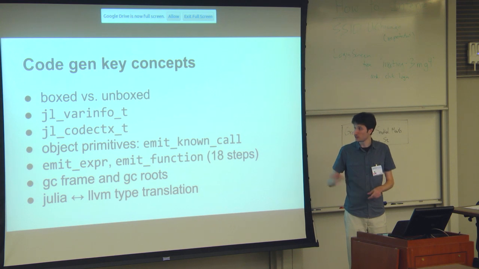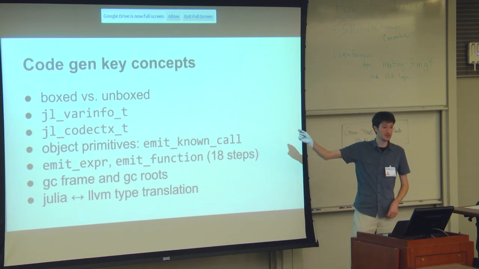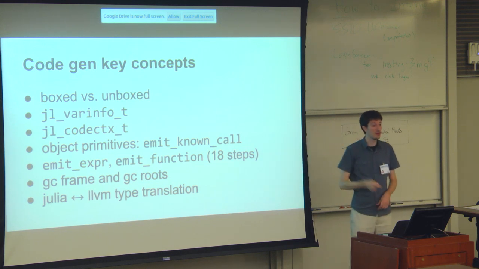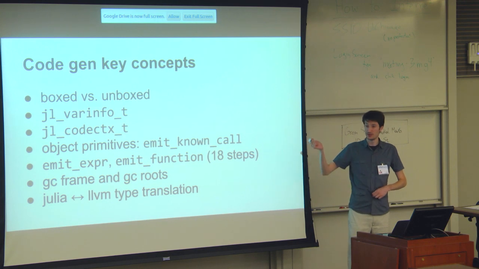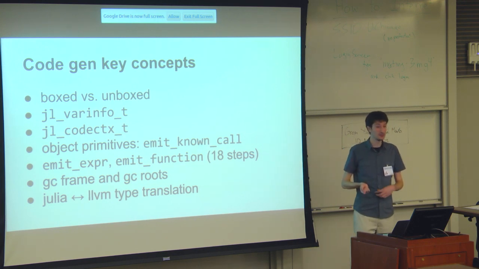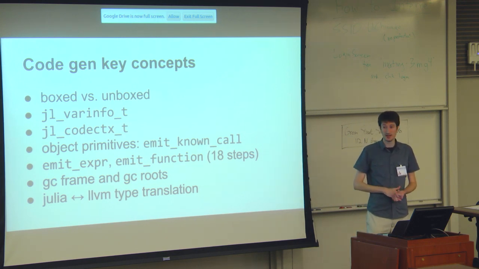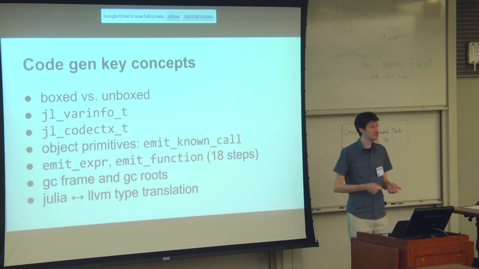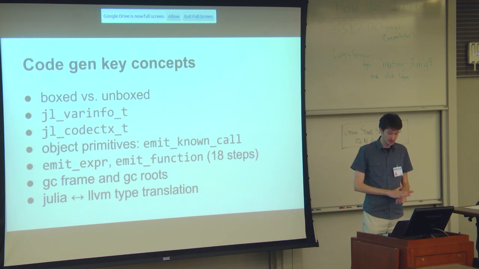And then some very important data structures. There's this code context thing, which is a structure that tells you everything about the function that we're currently generating code for. And then there's a var info, which tells you everything about a variable in that function, and it has a lot of analysis results of the things that we've discovered about that variable. So we can look at its properties.